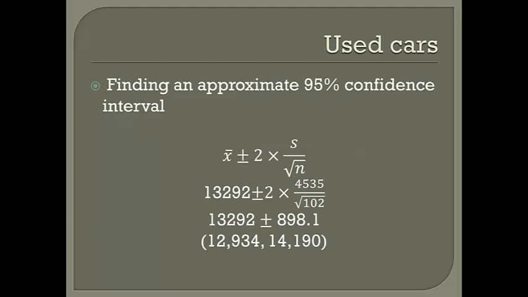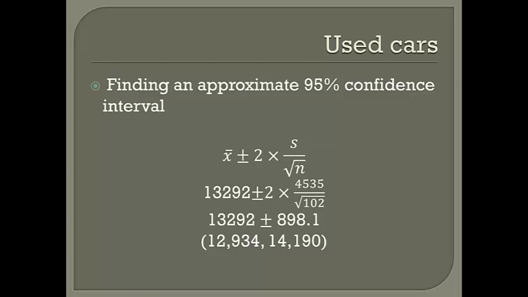We can use this to find an approximate 95% confidence interval. Essentially, plug into this formula. Your X bar, that's the average car prices in your data set, that's 13,292. Add and subtract to that your margin of error, that's 2 times the standard deviation, $4,535, divided by the square root of 102, that's your sample size, and what you're left with is an approximate 95% confidence interval.